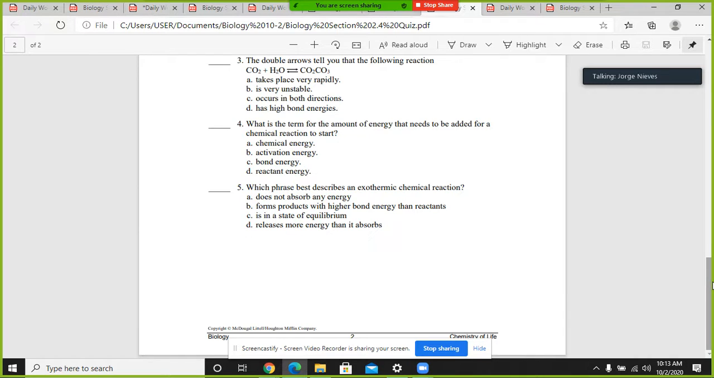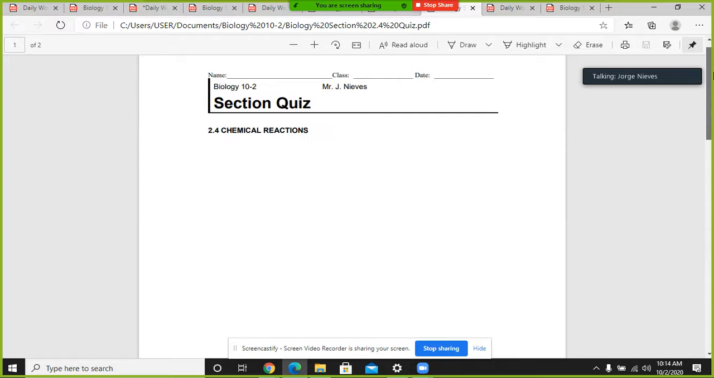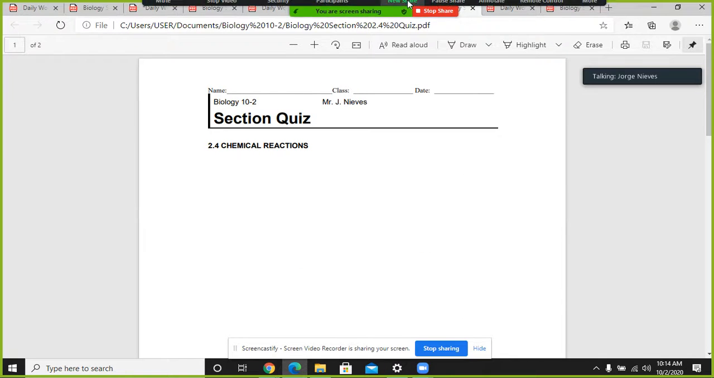¿ok? And number 5, which phrase best describes an exothermic chemical reaction? Esa está fácil, lo vimos ahora. Exothermic means que pierde, que va a perder o que va a soltar. Exacto, lo dice exit, ¿verdad? Lo dije que esa es la clave. So it releases more energy than it absorbs. ¿Okay? Dudas, preguntas. Ese es básicamente el quiz de hoy. Muy fácil, ¿verdad? No creo que sea muy difícil. Dudas, preguntas.